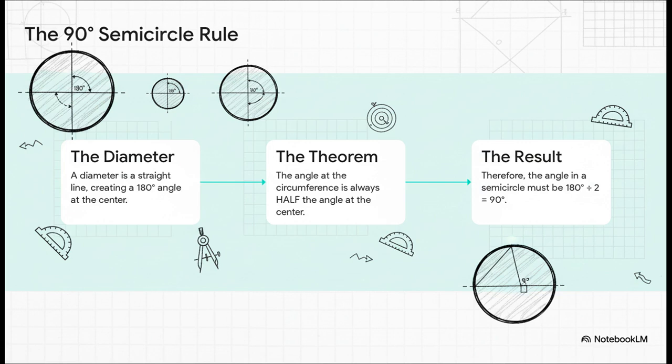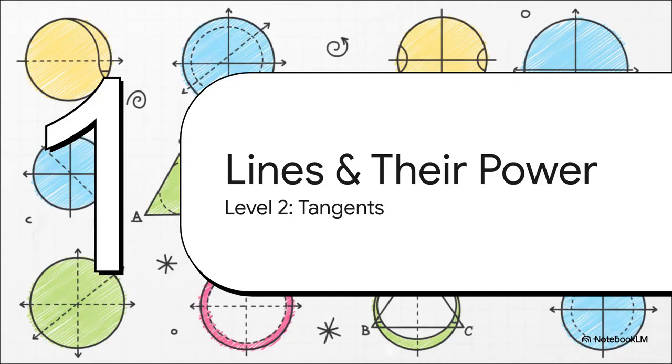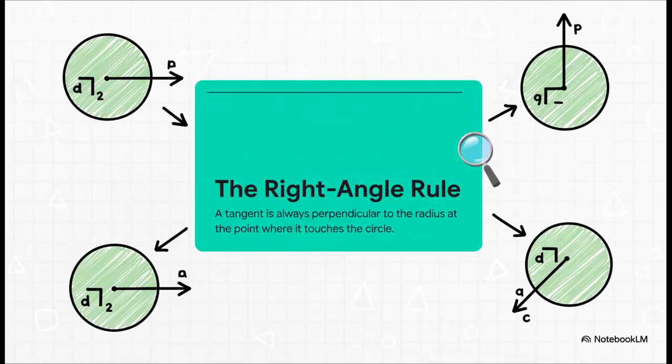And that is why any angle you draw in a semicircle is always a perfect right angle. Pretty cool, huh? Level 1 complete. Now, on to Level 2. This is where we decode the rules for tangents and secants, those lines that mess with the circle from the outside. So here's a rule you can always count on.